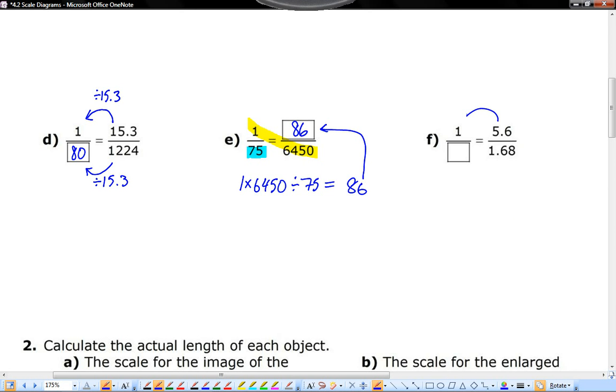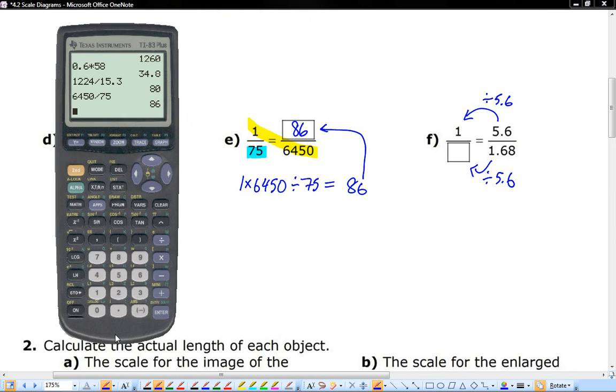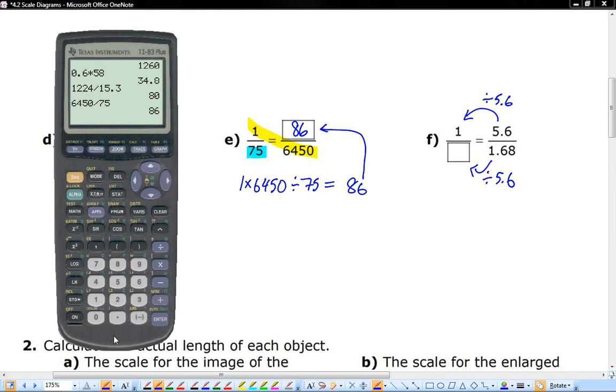And finally, I can see that going back to 1 from 5.6, dividing by 5.6 will accomplish that, so I can divide the bottom by 5.6 as well, and this will be the value that goes into the box, 1.68 divided by 5.6, and that's equal to 0.3.